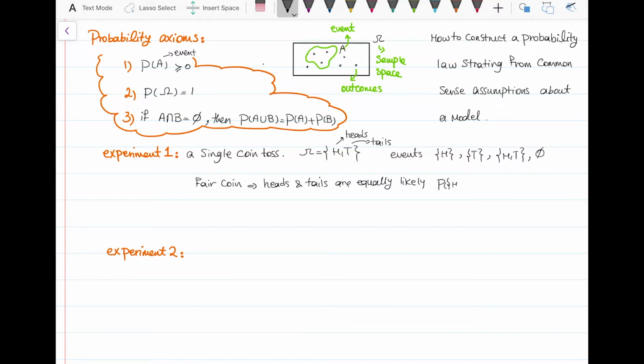Which means that the probability of getting heads is exactly equal to the probability of getting tails. Okay, that's the outcomes of a fair coin. So now look at the probability of the sample space. By the second axiom, the probability of the sample space is 1. And by the third axiom, it is the summation of the probabilities of heads and tails. So it would be probability of heads plus probability of tails.